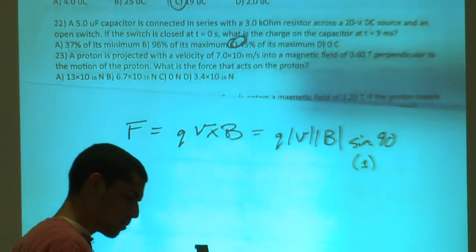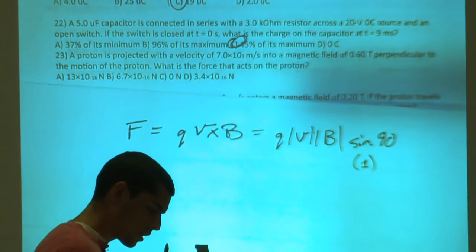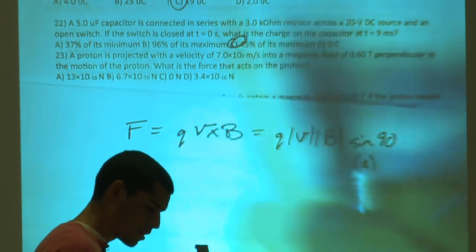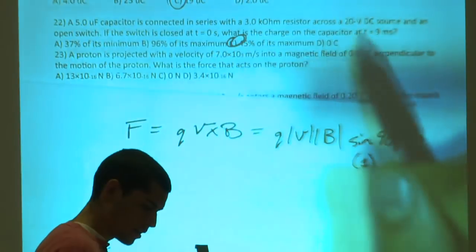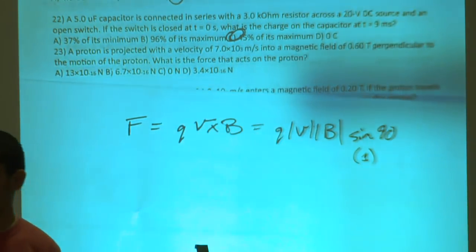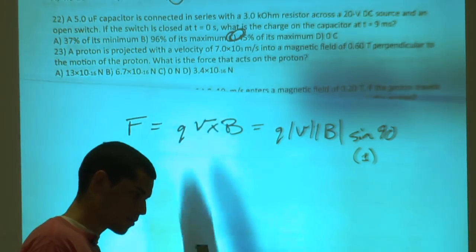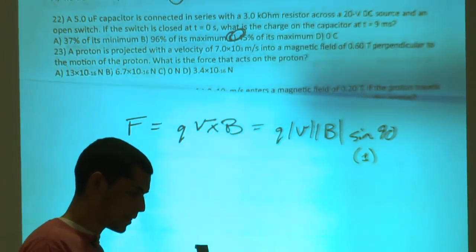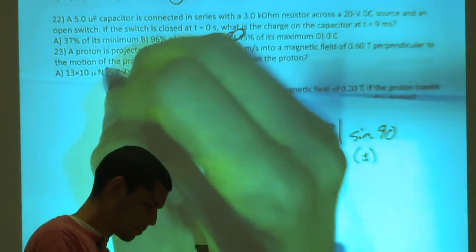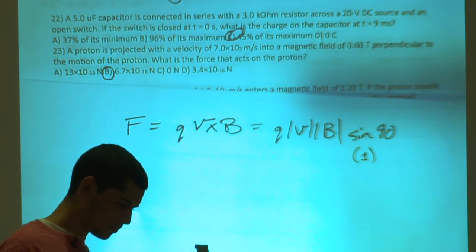Thus, we plug in our numbers. We have the charge of a proton, which is 1.6 times 10 to the negative 19. The velocity is 7 times 10 to the 3, and then times the magnetic field's 0.6 Tesla. These are all SI units, so we can simply multiply them out together. With that, we get 6.7 times 10 to the negative 16 newtons.